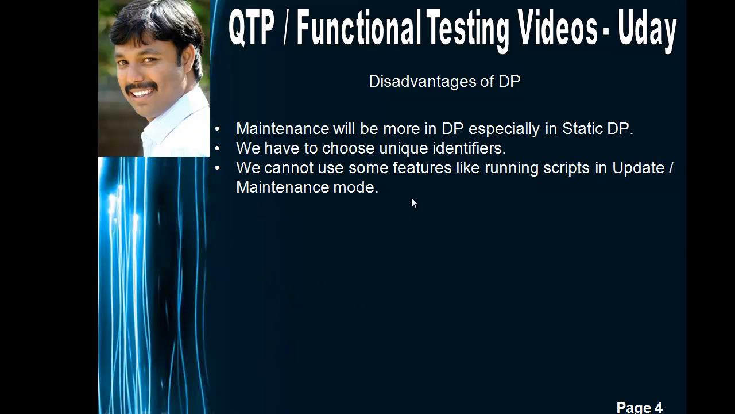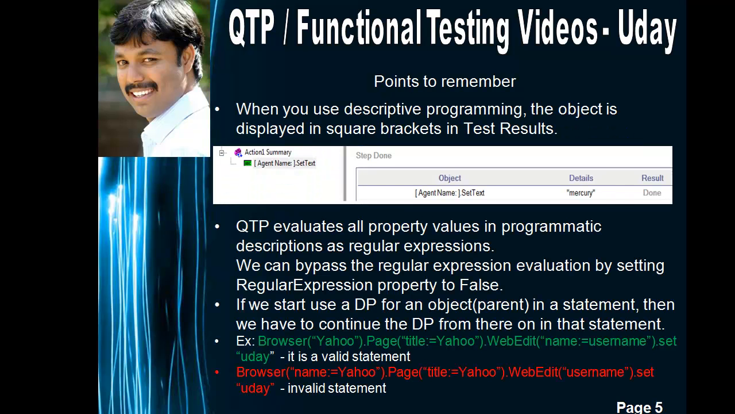And another disadvantage is using update and maintenance mode. What I'm saying is, if you are using an object repository and some object got changed, if you run the whole script in update or maintenance mode, it will tell you what object got changed and what kind of action you have to perform. But if you are using descriptive programming, that is not the case. We manually figure out how to overcome that problem, right? Okay, so these are the common points that we need to remember when working with descriptive programming.